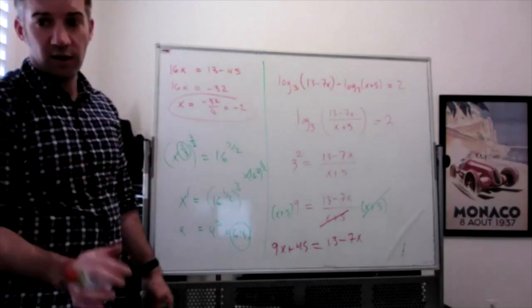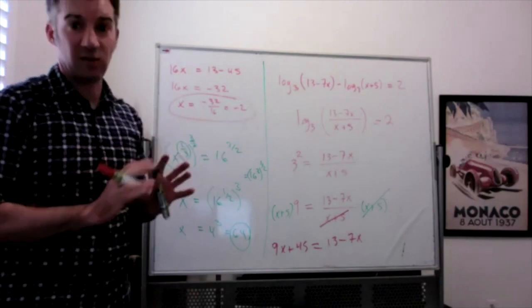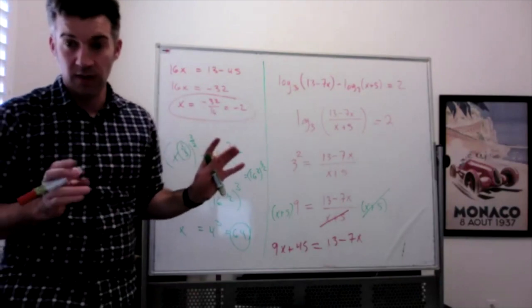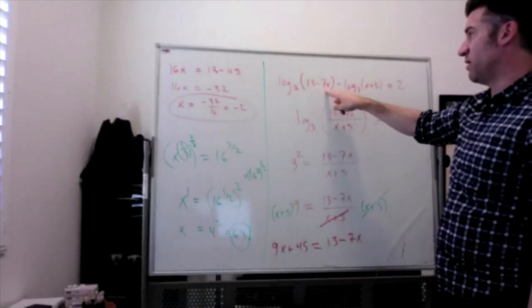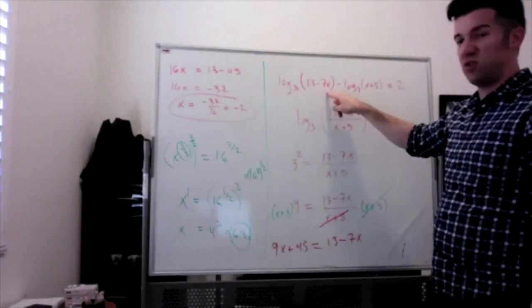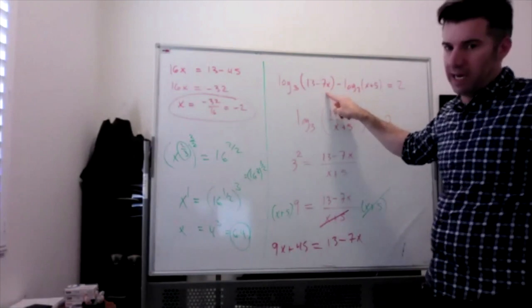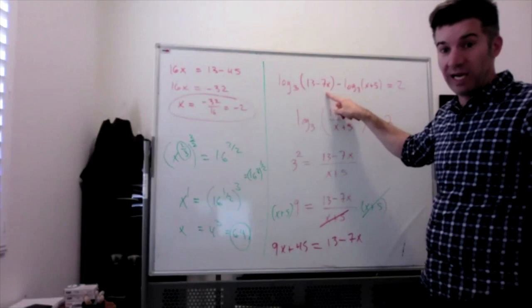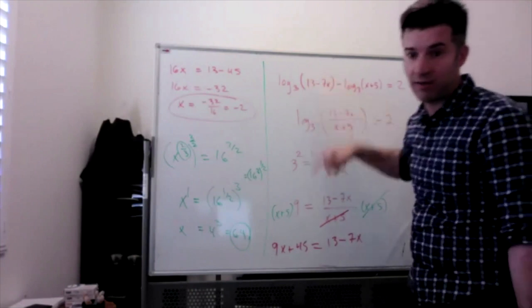Just to point out, in this one, if there was another answer, like let's pretend that x equal to 4 was an answer. Well, if I plug in 4 here, 13 minus 7 times 4 is 13 minus 28, which is negative. So 4 here, if it was an answer that we got, would be an extraneous answer. It's not a real answer because it makes the argument negative.